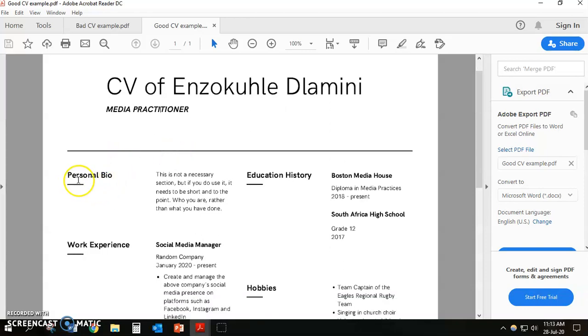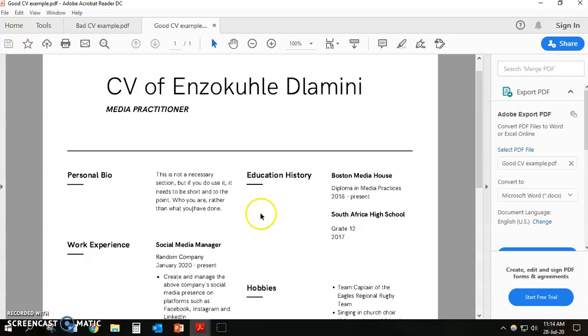A lot of these templates have the option to include a personal bio. This isn't always necessary. You can leave it off. I've got one on my CV. I didn't always, so it is a personal choice. If you do use it, it needs to be very short and to the point, so roughly this long. And the whole thing with these is that they need to be about who you are rather than what you've done. So a little bit of an explanation of the kind of person that you are in the workplace.